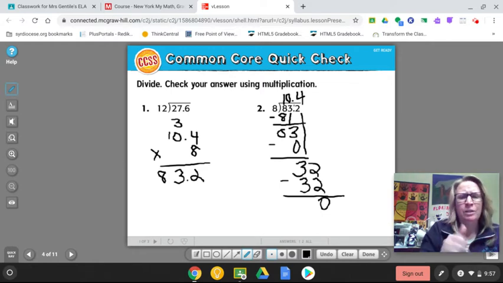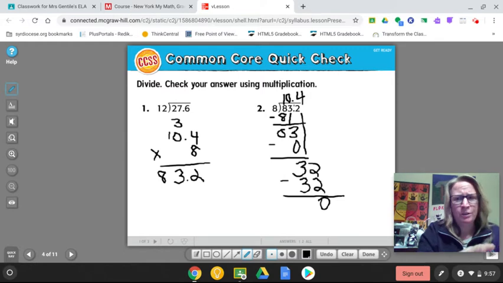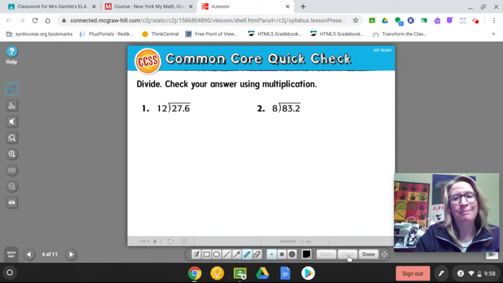But I knew you guys could do it. You've had a lot of practice on this. Don't let those decimals bother you. You guys have got this, okay? So I'm going to clear this out because, again, hot mess with all that information over there.